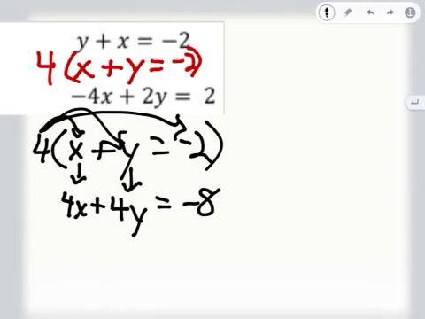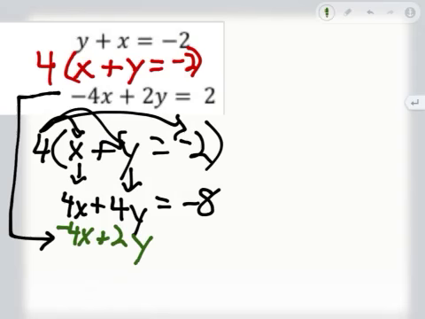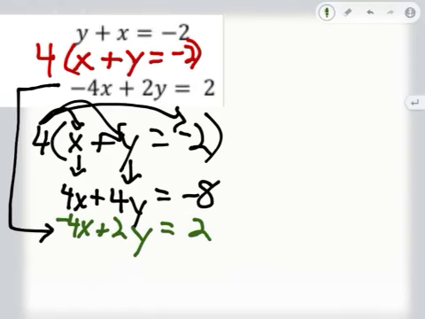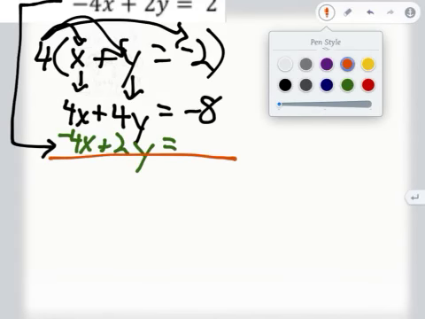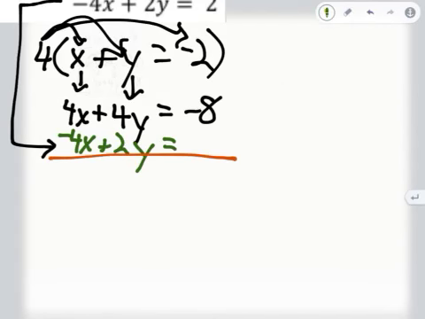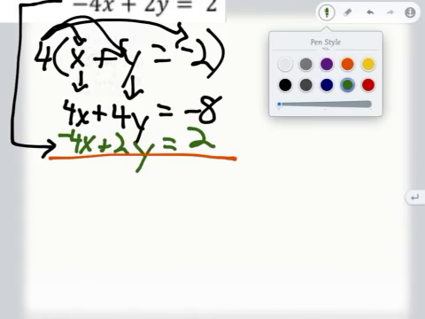I'm going to bring the original equation down so they can be lined up together, and I'll write it in a different color so you can tell the difference. We have negative 4x plus 2y equals 2. Now I'm ready to combine these two equations, and I'll use red to do that.